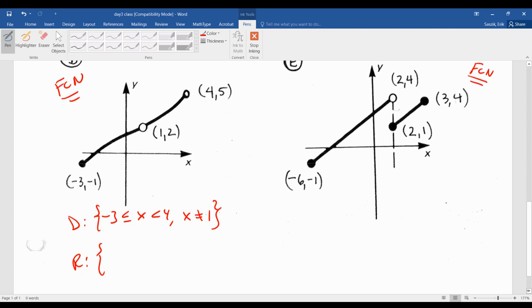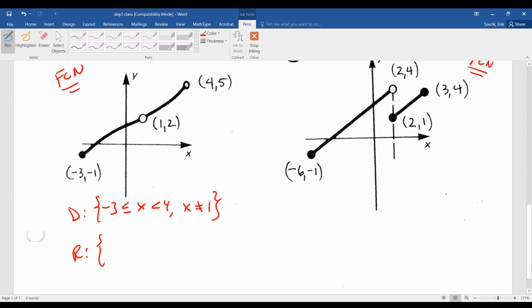So x is everything from -3 to 4, but it can't be 1. And you see we have to do the same thing for the range. The lowest it can be is -1, the highest it can be is 5. Remember, that's an open circle there. But same thing, y cannot be 2.